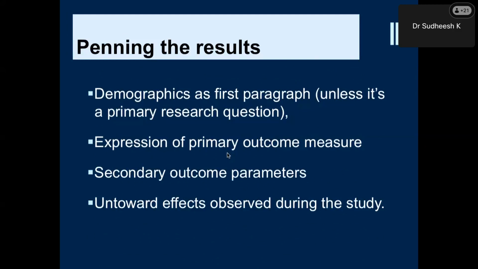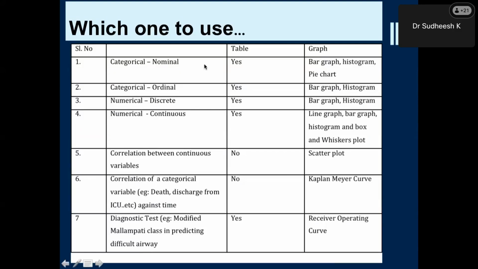So which one to use? For categorical data, you can use either a table, bar graph, histogram or pie chart. For categorical ordinal data, preferably use a bar graph, histogram or table. For numerical discrete data, you can use a bar graph or histogram. Whereas for a continuous variable, depending upon whether it is normally or non-normally distributed, you can go for a line graph, bar graph, histogram, or box and whisker plot, especially for a non-normal distribution or skewed data.